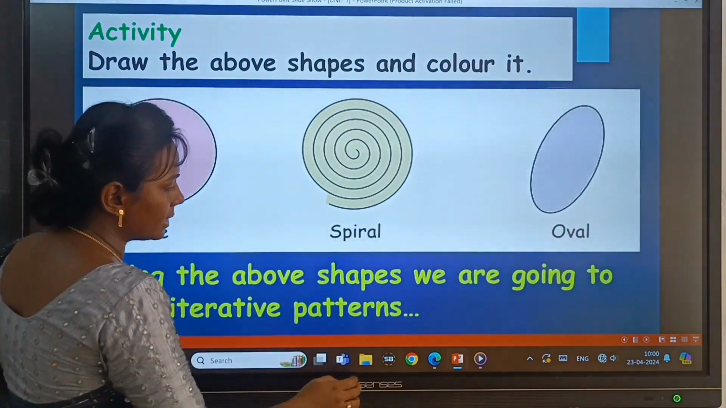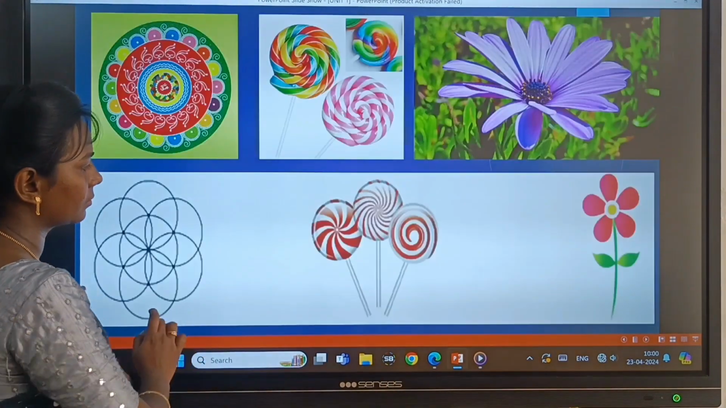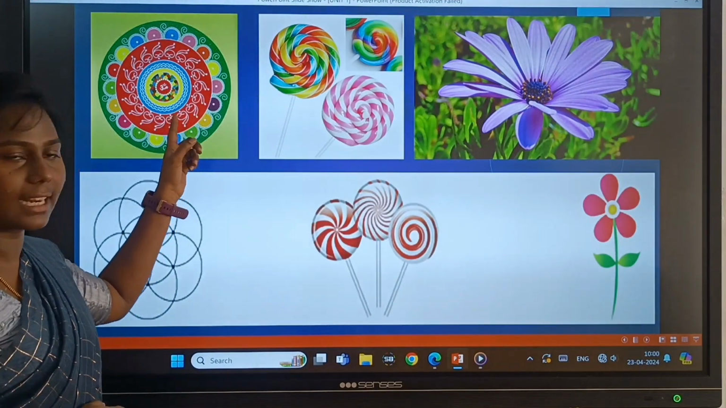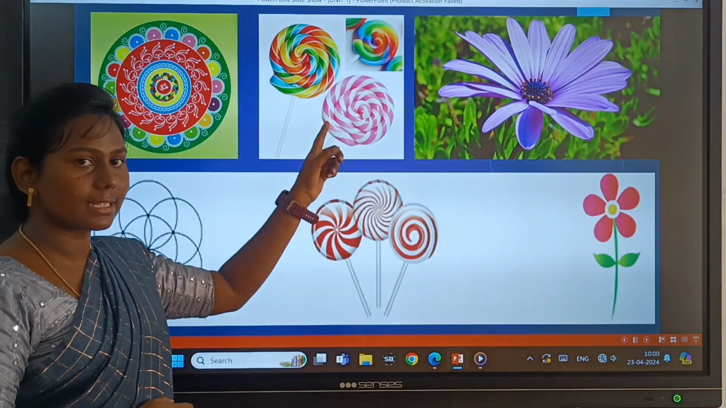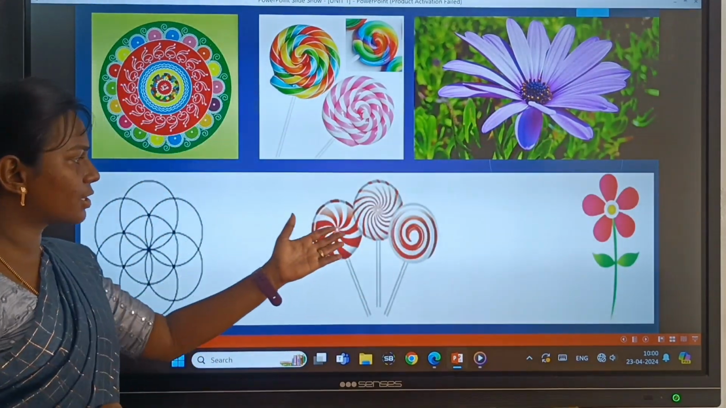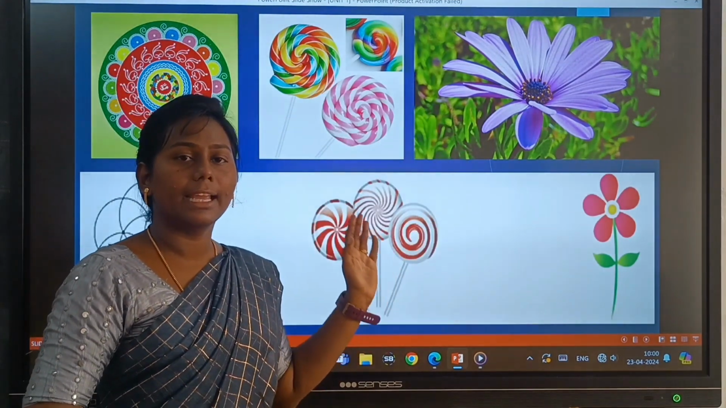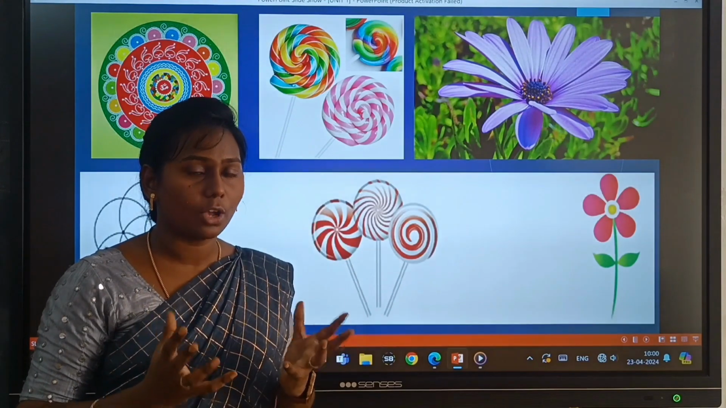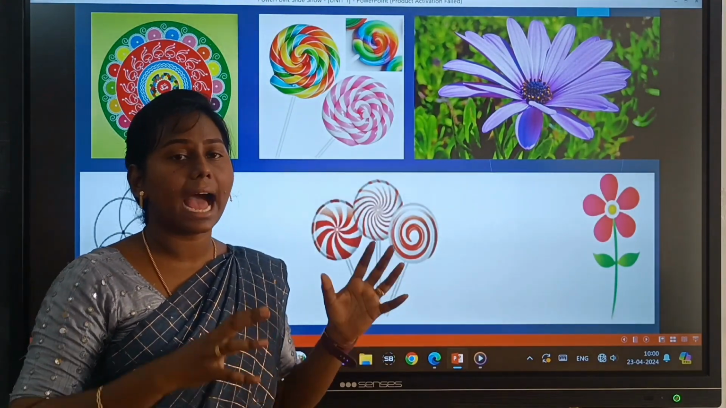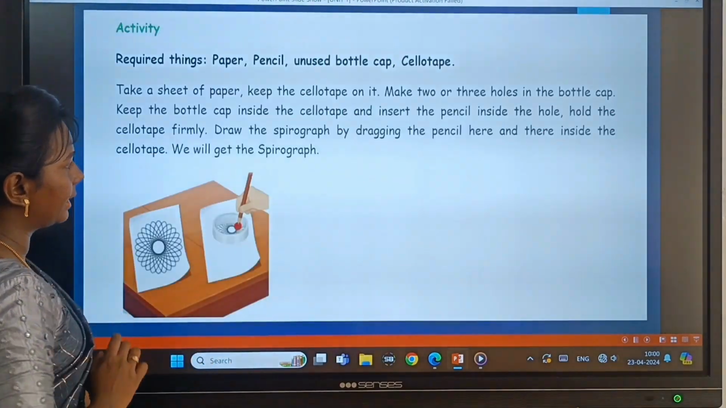The next one is, what is this? Yeah, this is rangoli. And what is this? Lollipop. What is this? Flower. Very good. And this is also lollipop and rangoli. So what does it show? It shows spiral shapes, or iterative shapes. Okay children? Okay, now next.